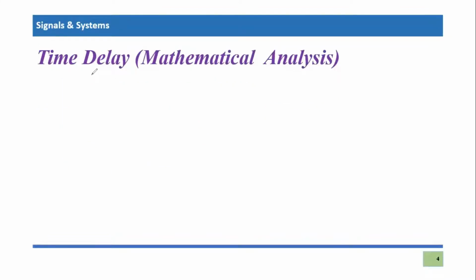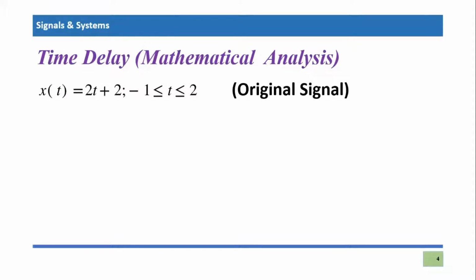Okay, let's perform the time delay operation in mathematical analysis and see how one can do this time shifting while doing time delay. The very first thing is to consider a signal. Here I have considered the signal x of t equal to 2t plus 2. This is the definition of the signal, and this is the interval part. This definition, 2t plus 2, is valid from -1 to 2.